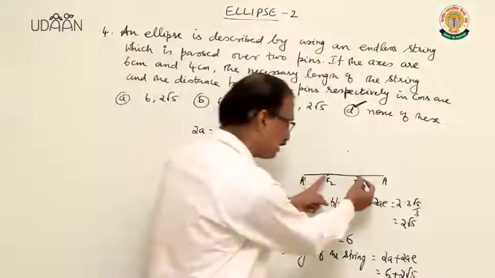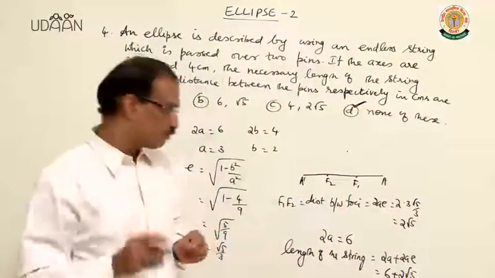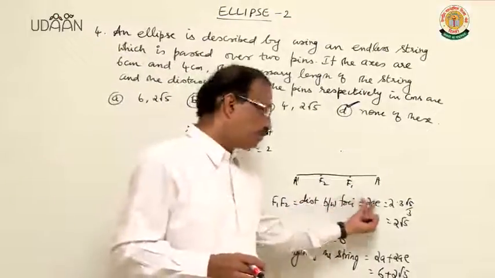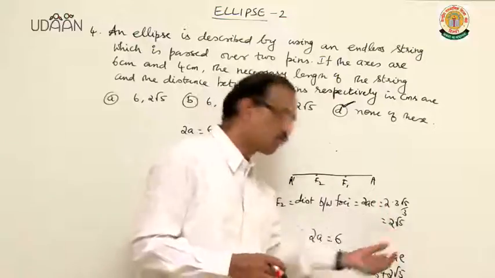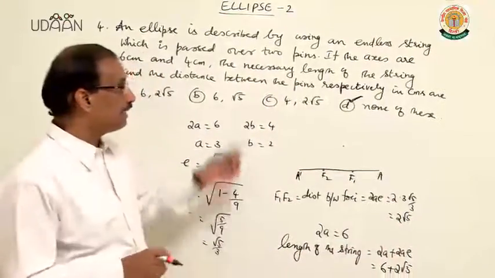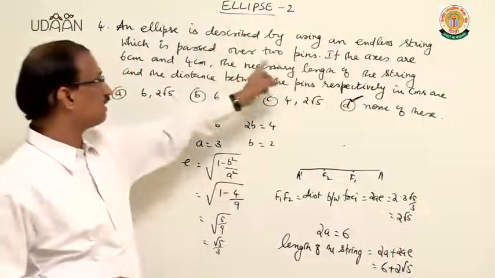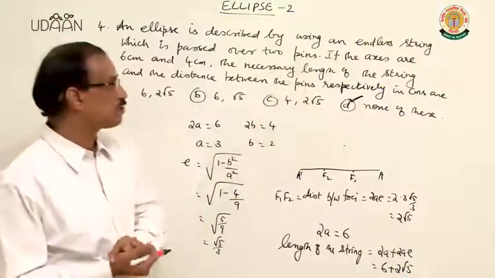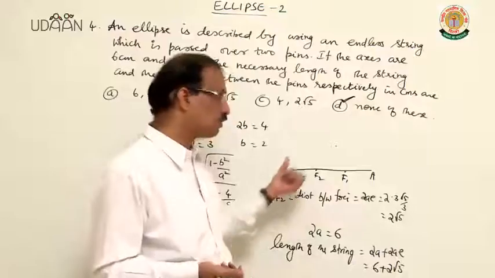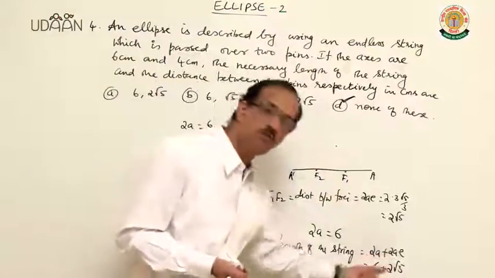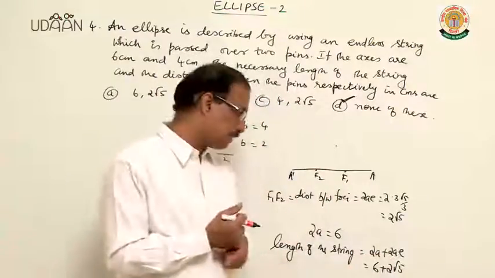These are the two pins. The distance between the two pins is 2ae, or distance between the foci, that you got as 2 root 5. And then they are asking what is the necessary length of the string. The necessary length of the string must be equal to 2a plus 2ae. This much length we must have.